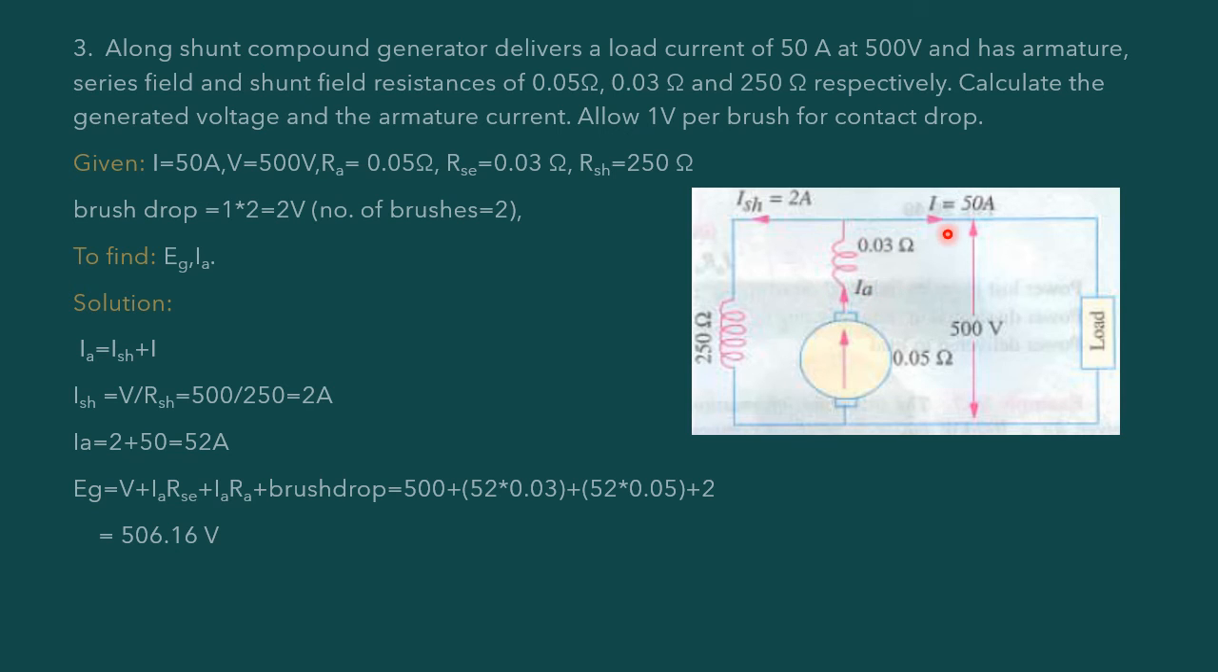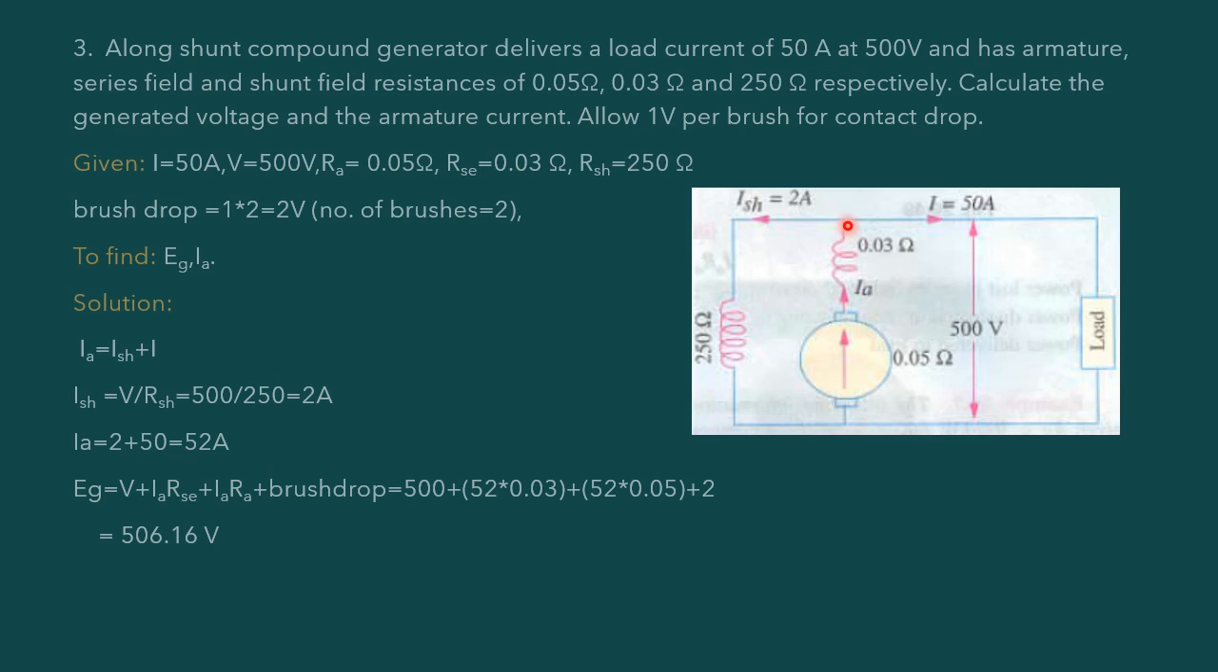Again it is divided into 2. So IA into RSC plus the drop in the armature IA RA plus here the brush drop is also given, brush drop, plus V. Okay, so here V is given, IA is not given, RSC is given, RA is given, and brush drop is given. So we have to find IA first.